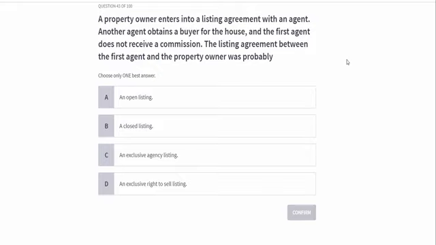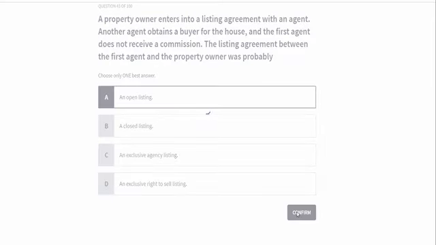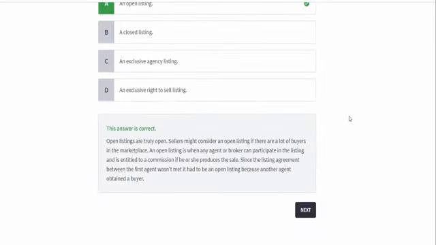Alrighty, guys, what's our answer for this one? Well, it's going to be A. It's an open listing. Why? Well, open listing, guys, they're truly open. Sellers might consider an open listing if there are a lot of buyers in the marketplace. An open listing is when an agent or broker can participate in the listing and is entitled to commission if he or she produces a sale.